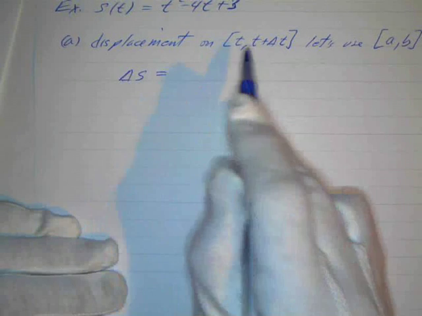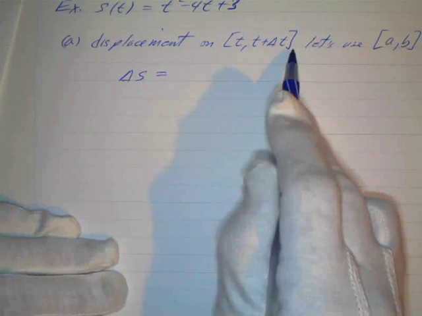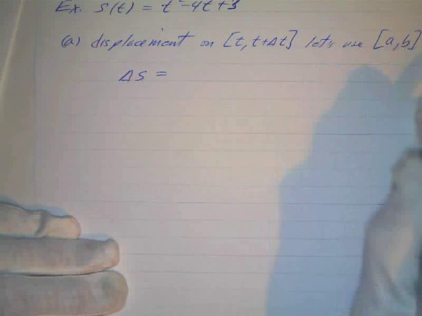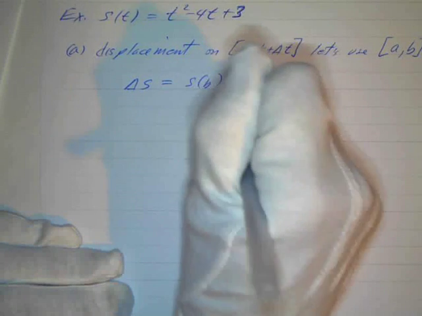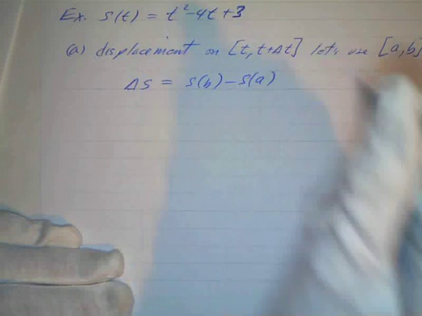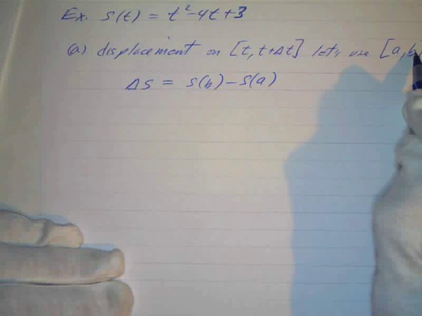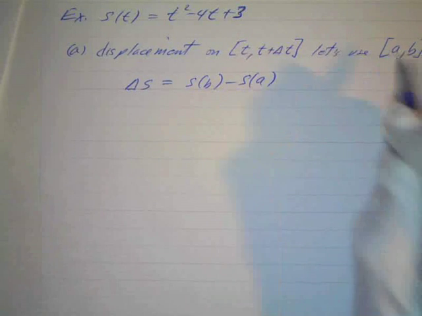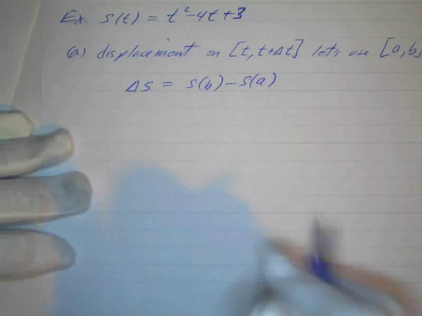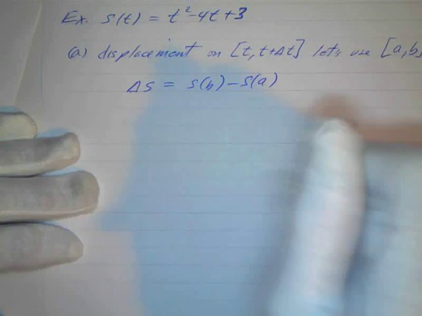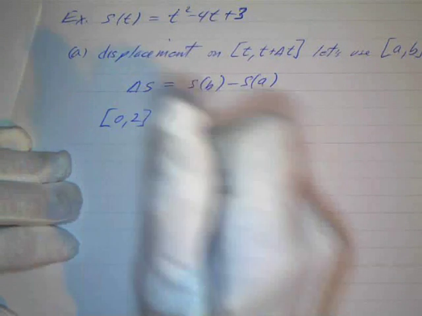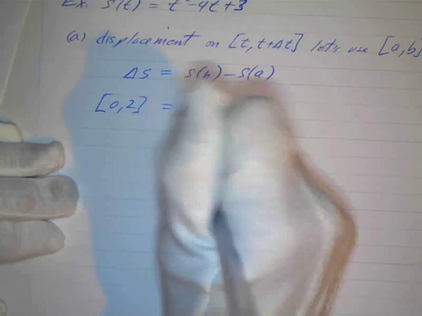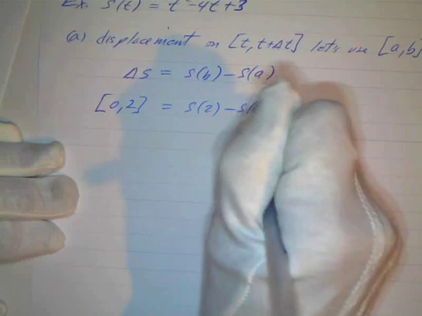So first of all, I want to find the displacement. Now, when we talk about displacement, we define it using t plus delta t, but let's make it a little bit easier. Let's say the interval is a, b. Then the displacement will be s of b minus s of a. In other words, where we finish, subtract where we start. So this question was on the first 2 seconds. So my interval will be 0 to 2. So that's going to be s of 2 minus s of 0.